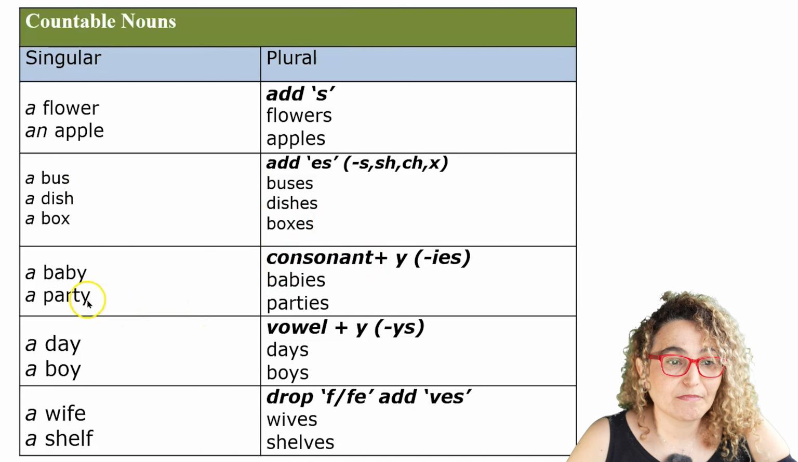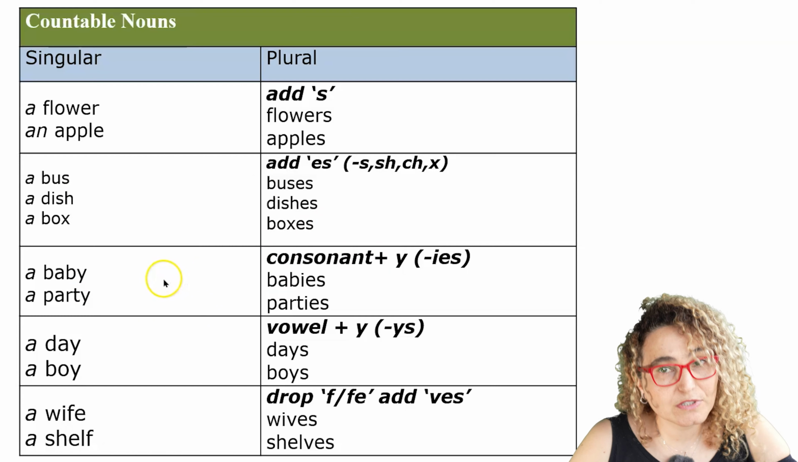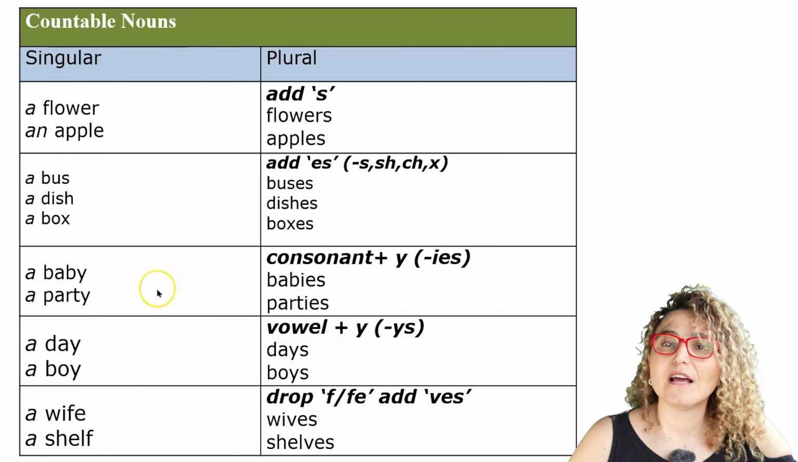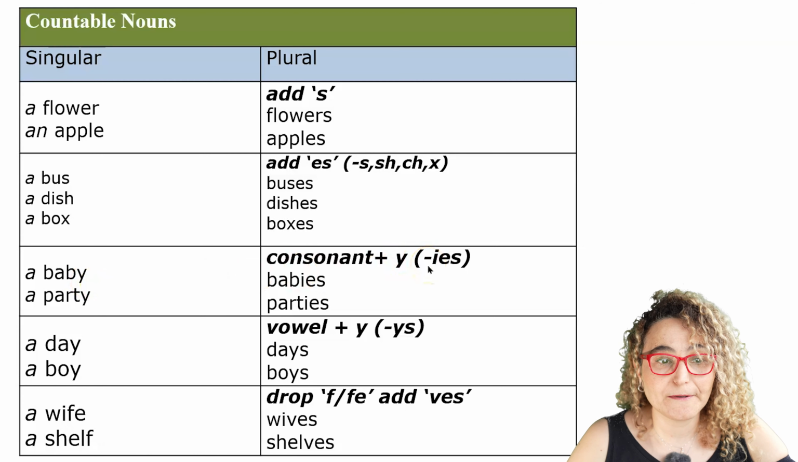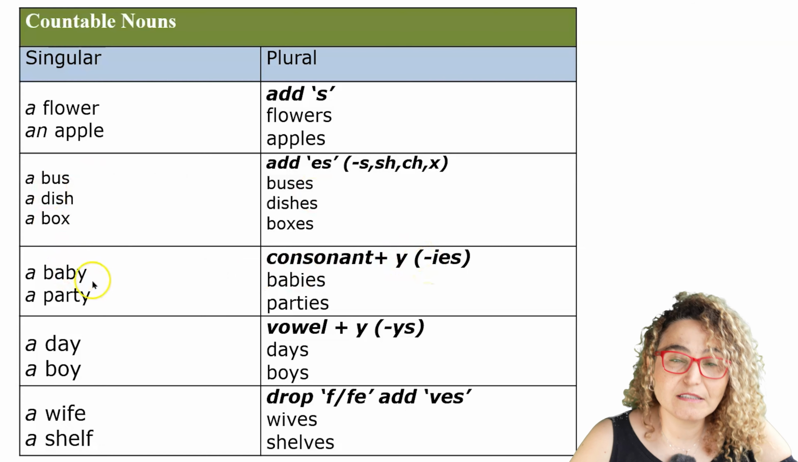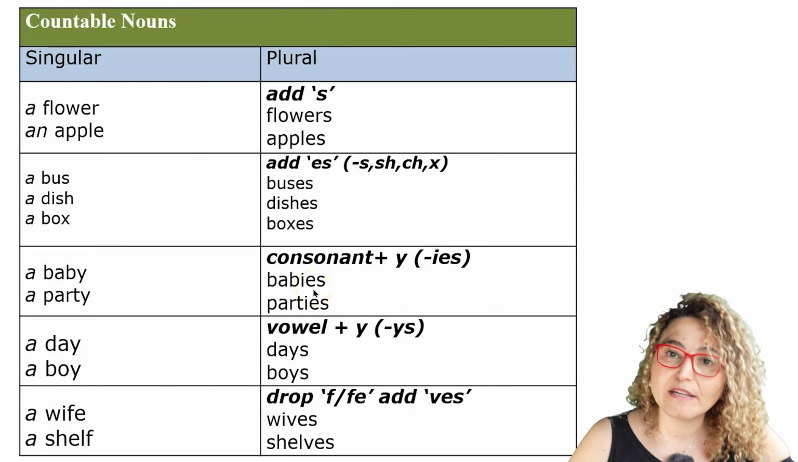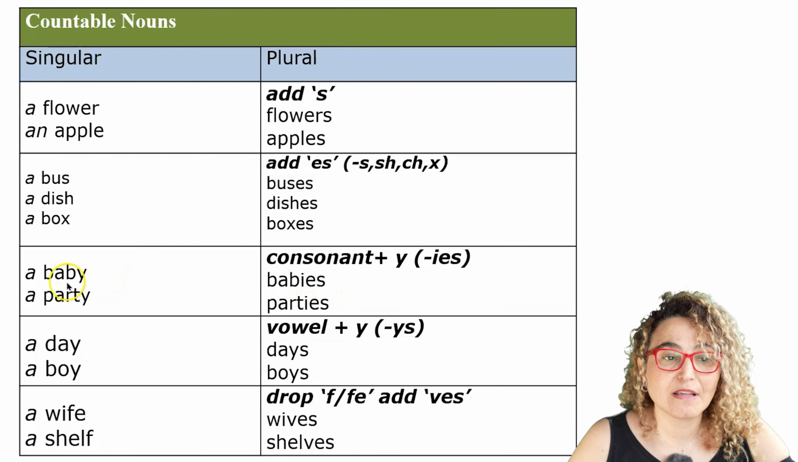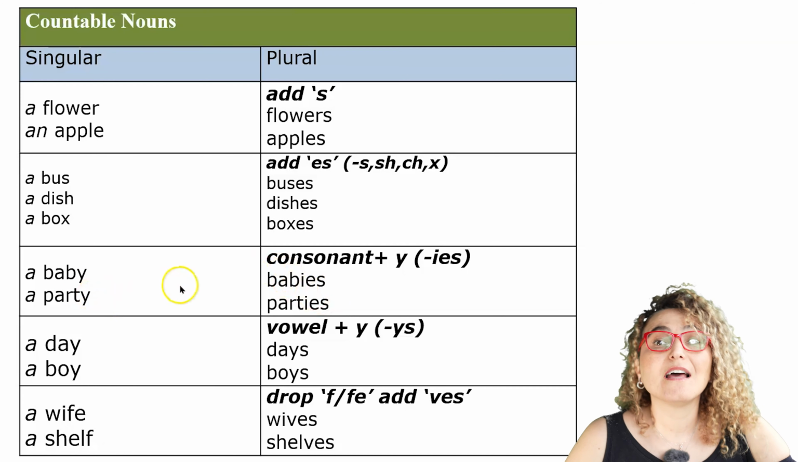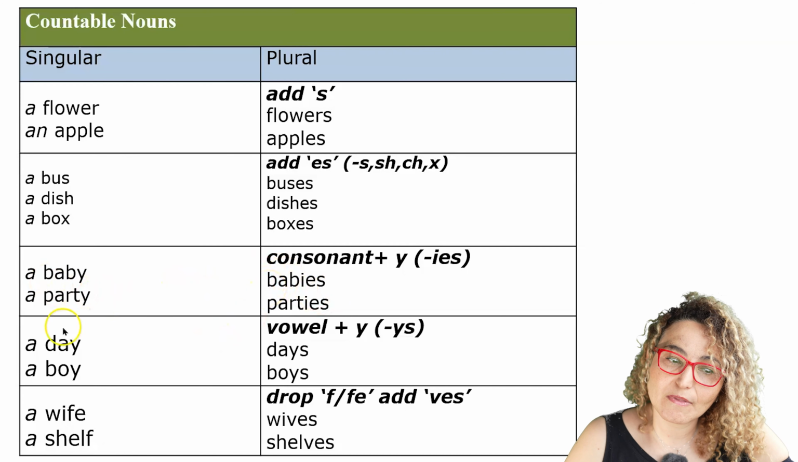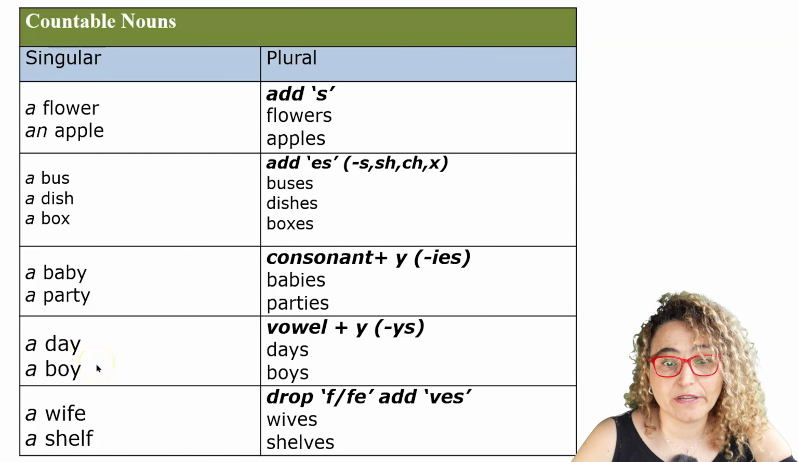A baby, a party. Of course, as we've always known, the rule is when there is a Y, we change it to I. Consonant Y becomes IES. So baby, babies. Party, parties. Okay, what about day and boy?